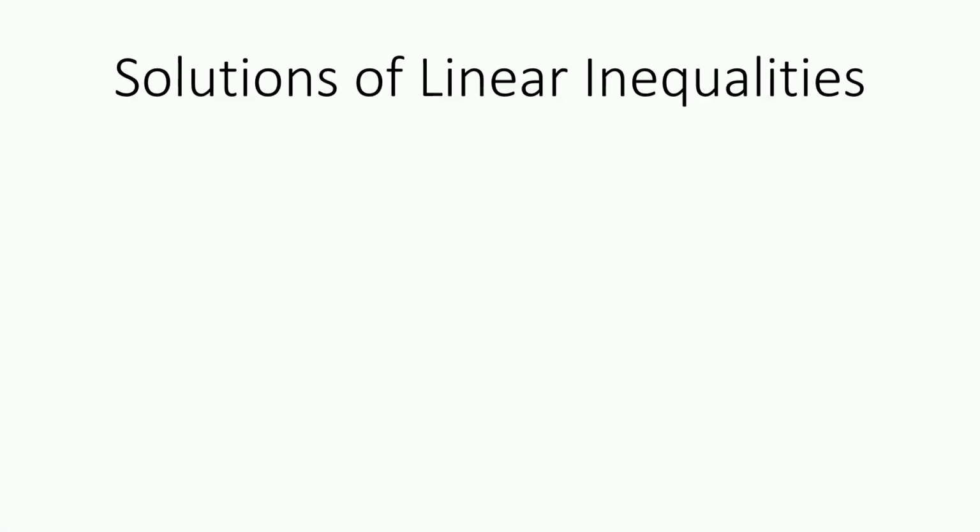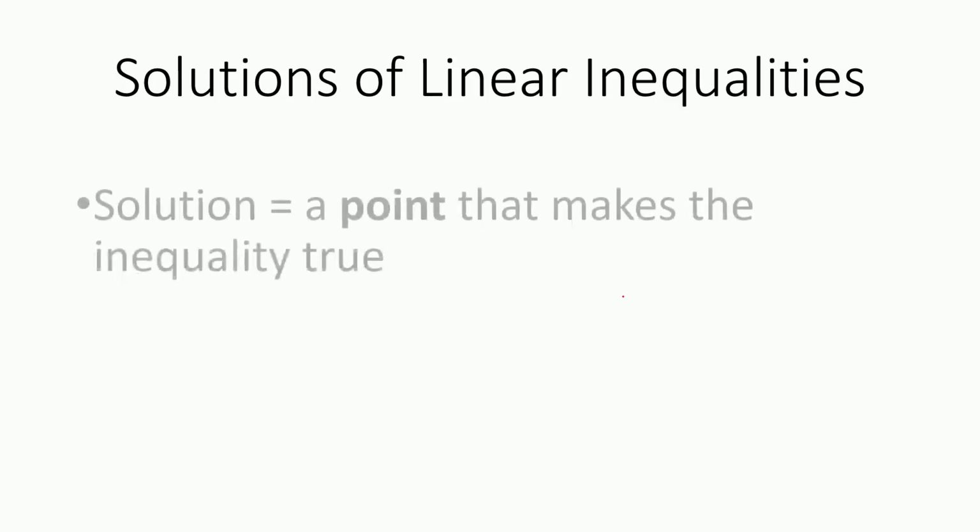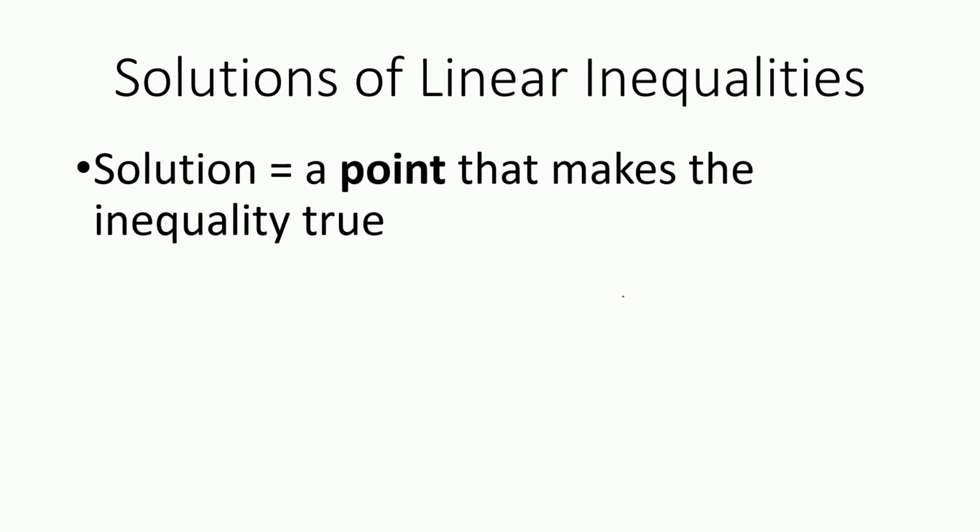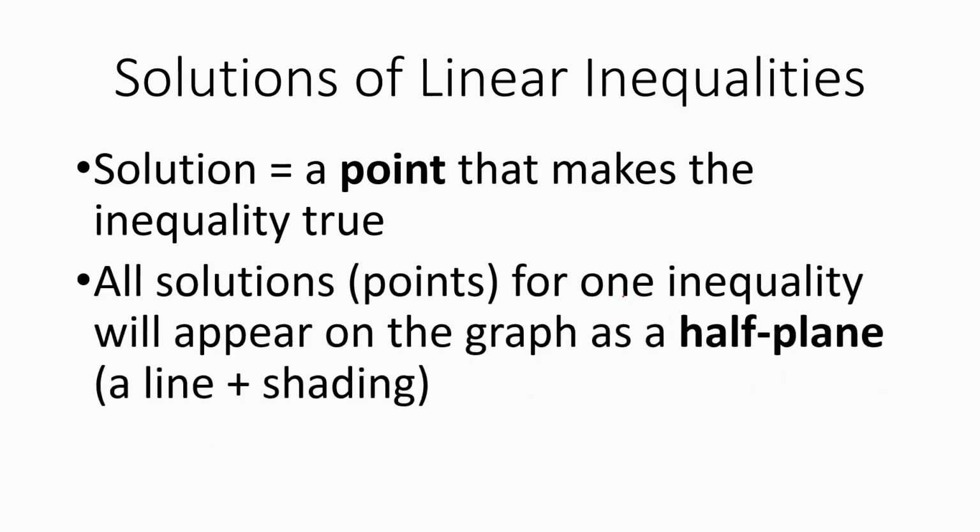Solutions of linear inequalities are like solutions of linear equations. They're points, but in this case each one makes the inequality true. So what that means for graphing is that the points for an inequality will appear on the graph as what we call a half plane, which really means there's a line that provides a boundary and then shading on one side or the other. And that will encompass all of the solutions for a linear inequality.